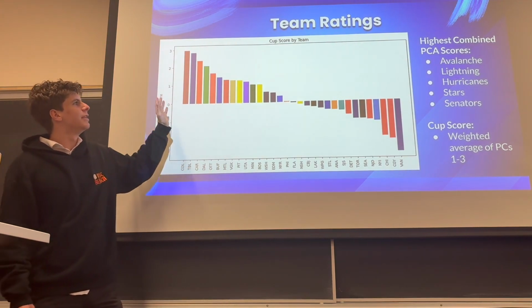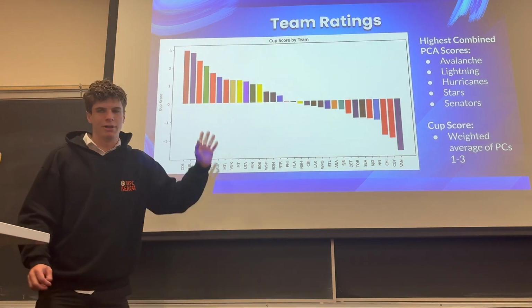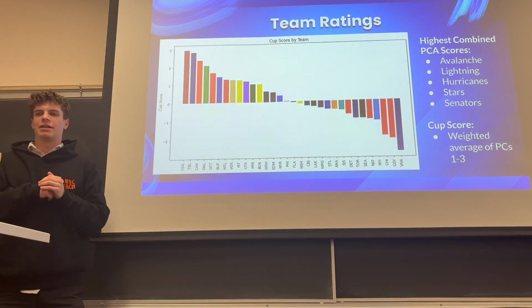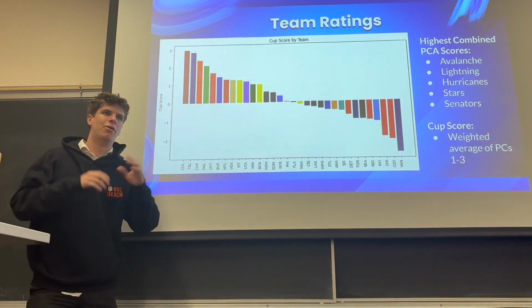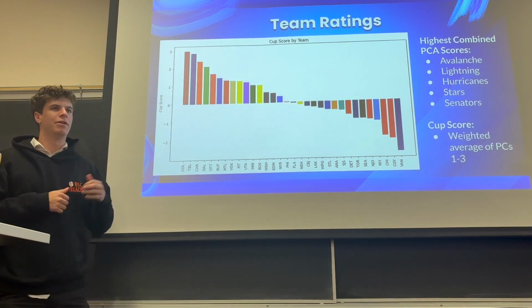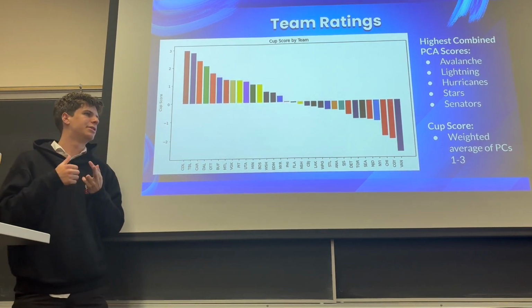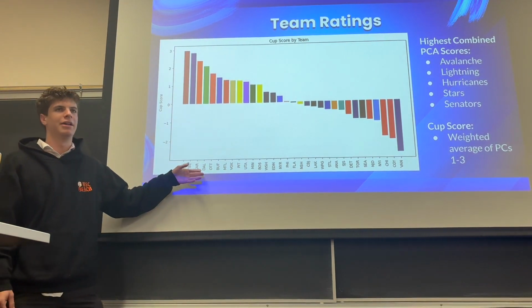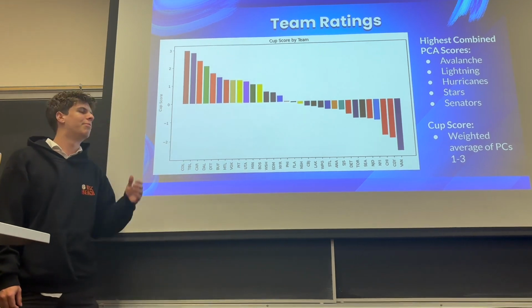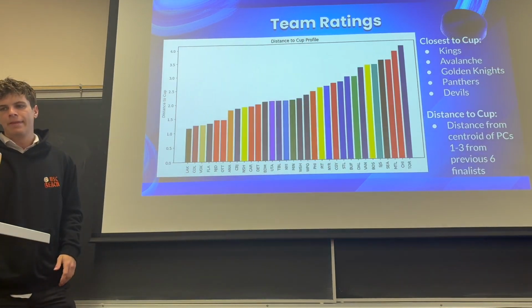So this is cup score, slightly different. It's just how good you are in general. So it's the teams that are at the top of all metrics, doing really well, with good goalkeeping, good dominance, good efficiency. So you can see Colorado, Tampa Bay, Carolina, Dallas, the teams you'd expect to be at the top are at the top.